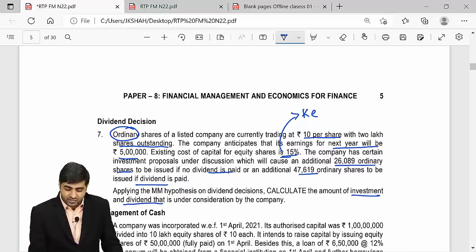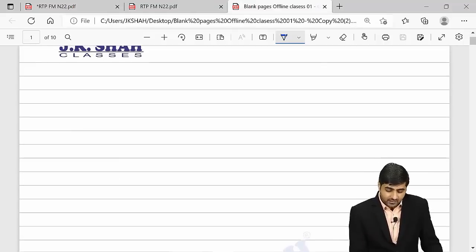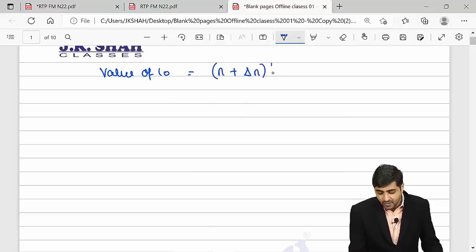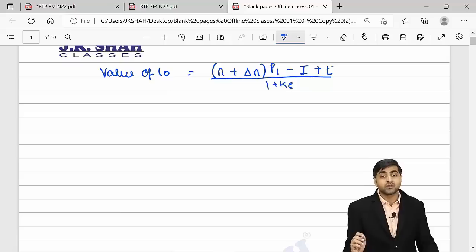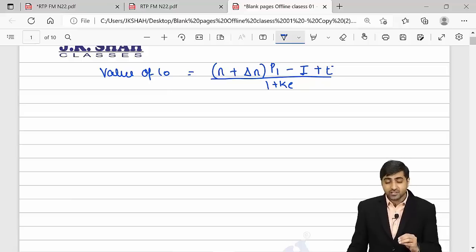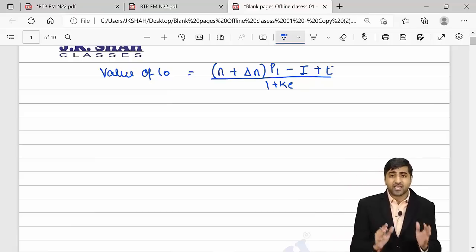Now just a quick revision which you should all know regarding your hypothesis is that when you want to find out the value of the company, how do you find out the value of the company? It is nothing but (n + Δn) into P1 minus (I plus E) the whole upon (1 + K). Okay, so basically this is just a revision, so that's why I'm just writing down the formula, but we have discussed in much more detail about how this formula is also derived, which is also there in your study module. So we have n plus Δn.